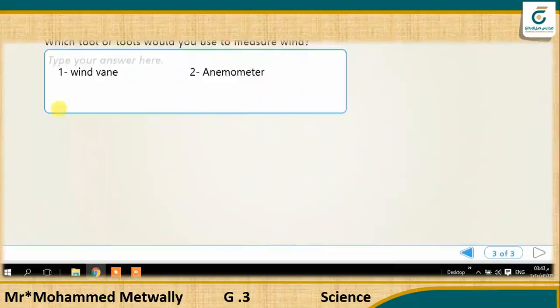Now we need to answer this question about the tools. Which tool or tools would you use to measure wind? To measure wind, there are two tools. One of them measures the direction, and the second one measures the speed. So the speed and the direction. So the wind vane and the anemometer are tools that are used to measure the wind.